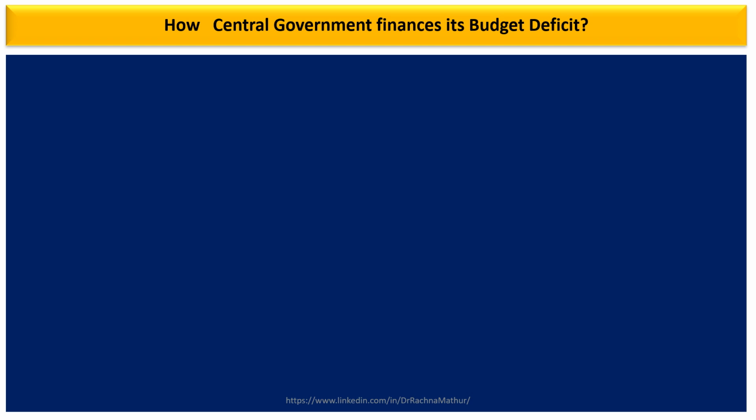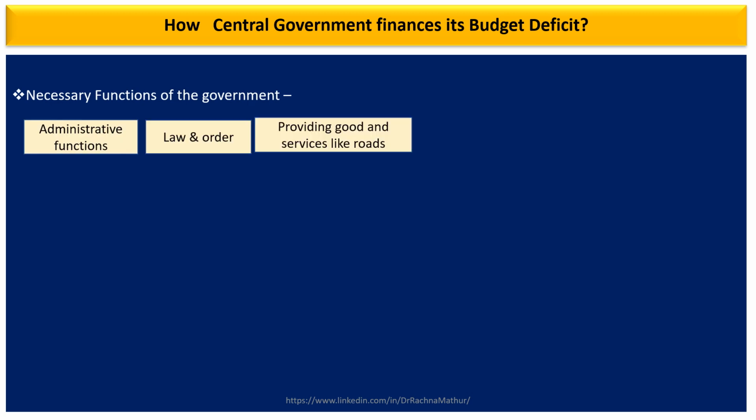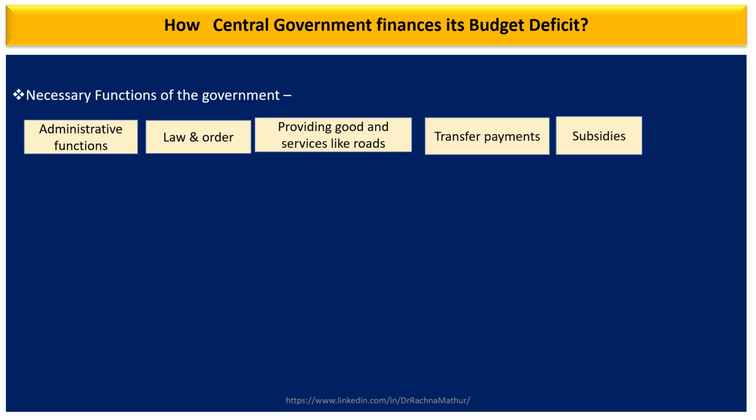We all know that the government has necessary functions to perform for smooth administration. That is, administrative functions, maintaining law and order, providing goods and services to the public, and transfer payments like subsidies, pensions, etc. So in spite of having a chronic budget deficit, the government cannot stop its administrative functions. Therefore, the government has to make arrangements to finance its deficit.